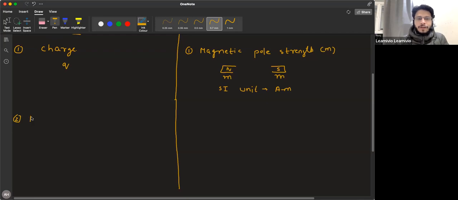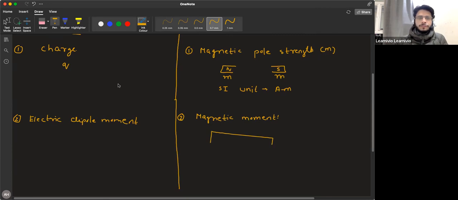Second is electric dipole moment. So in electrostatics, we have electric dipole moment. Instead of electric dipole moment, in magnetism, we use magnetic moment. See, what is magnetic moment?